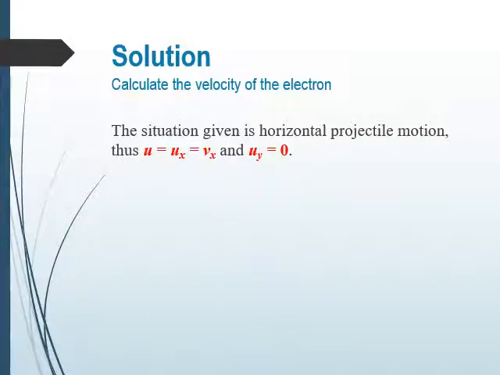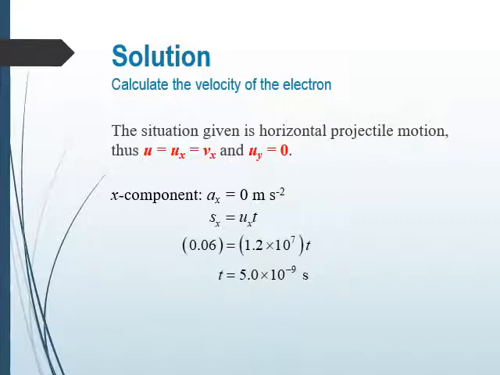Now, let us go back to the x component. Since we say velocity is constant along the x component, therefore for the x component, ax is equal to 0 m/s². Apply the equation Sx equals uxt, substitute the values into the equation and you will obtain time t equals 5 times 10 to the power of negative 9 seconds. This is the time needed for the electron to travel through the plate.